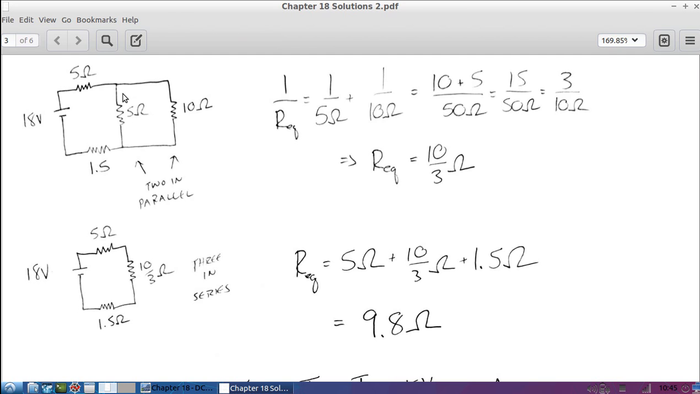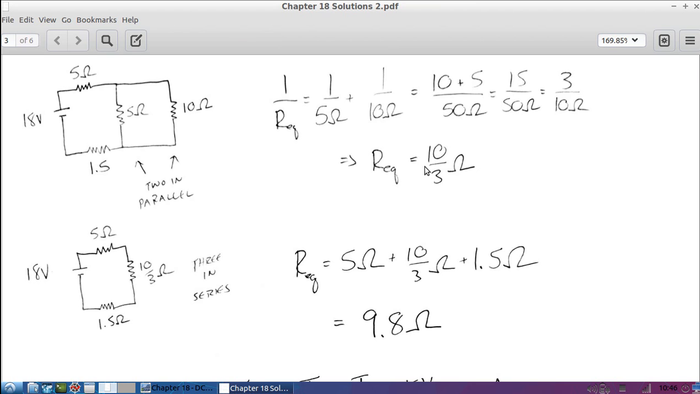So I'm looking for the equivalent resistance of these two resistors. So 1 over the equivalent resistance. This isn't the total equivalent resistance. Maybe I should have given that a different subscript, but this is just the equivalent resistance of this 5 and this 10. So 1 over 5 ohms plus 1 over 10 ohms. So I add these two fractions together, I get 15 over 50 ohms, which reduces to 3/10 of an ohm, or 3 over 10 ohms. My units are still in the denominator, so I have to remember to flip it to look for the equivalent resistance. So the 5 and the 10 in parallel have an equivalent resistance of 10/3 of an ohm.